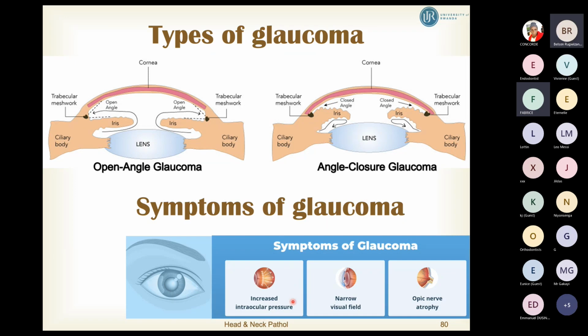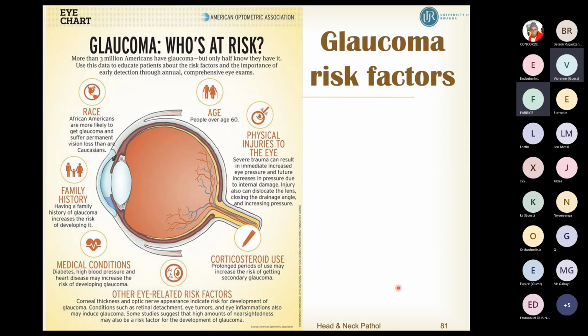So the symptoms are increased intraocular pressure, which causes a lot of problems, including severe pain, a narrowed visual field, and optic nerve atrophy from compression.